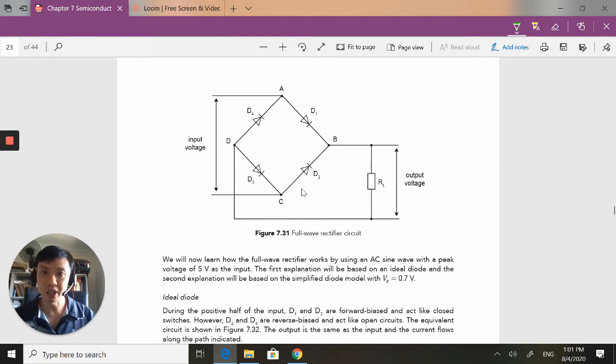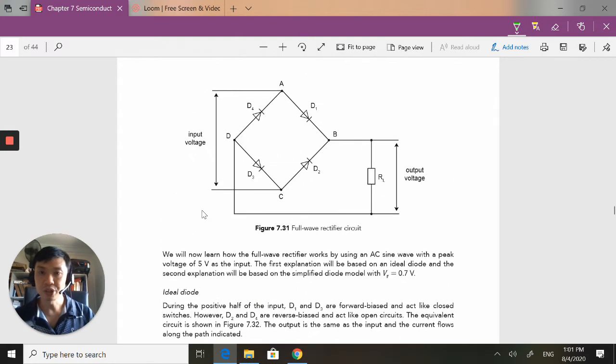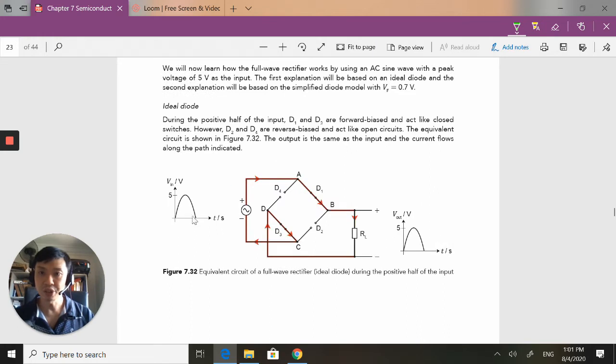So this is a full wave rectifier. To use a very easy model, we're going to use this ideal diode model to work with here. This is the input voltage over here, and let's take a look at how this works. During the positive half, when the current wants to come here, at this point, remember, I have a diode that is reverse bias.